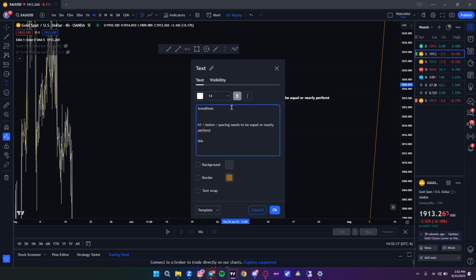H4 and above, spacing can be disparate, or irregular, meaning the spacing doesn't need to be equal. So that's rule number 1.